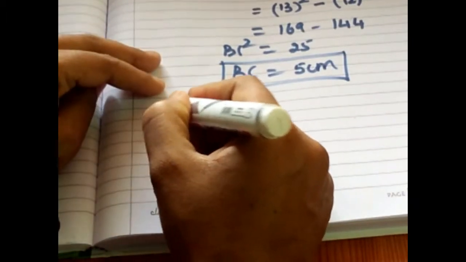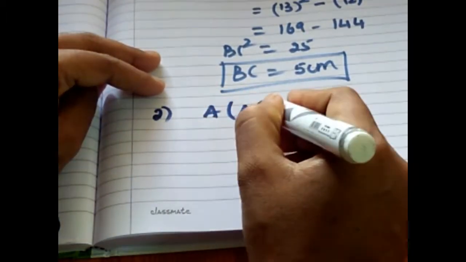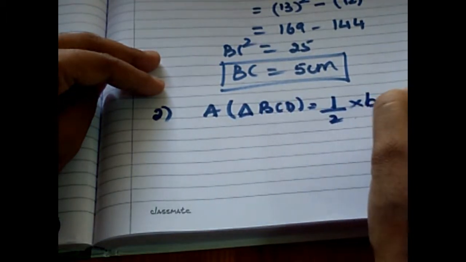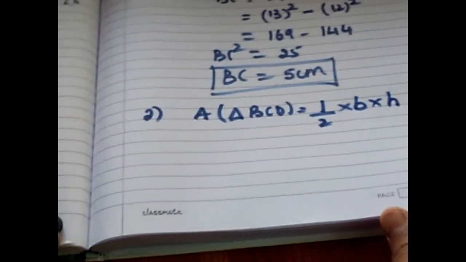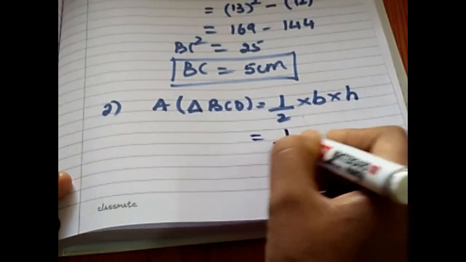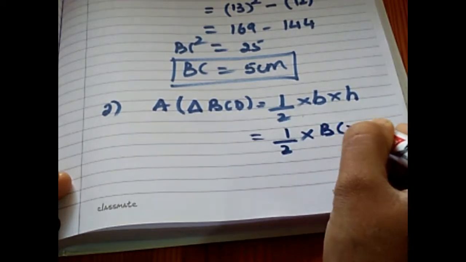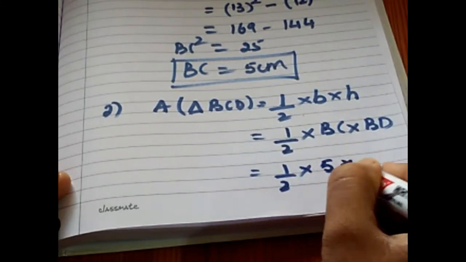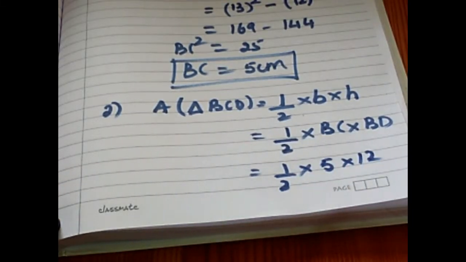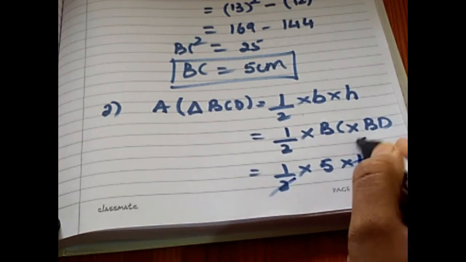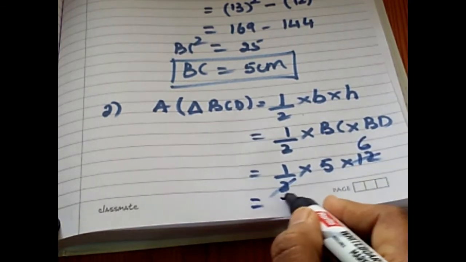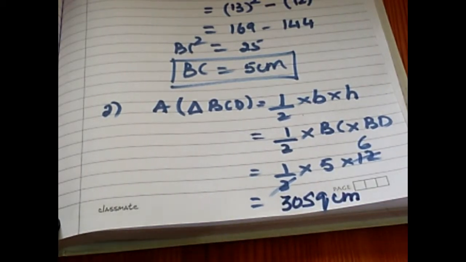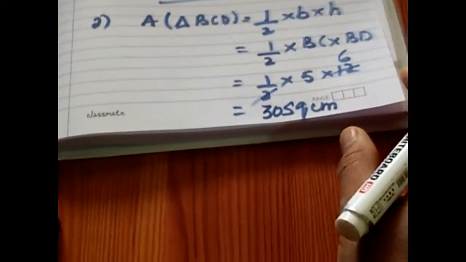Second step, what, children? We need to find the area of triangle BCD. As it is a right angle triangle, let me use the formula half into base into height. According to the diagram, base is BC, height is BD. So half into 5 into 12. Half into 5 into 12, 2 1s are 2, 2 6s are 12, 6 5s are 30 square centimeter. This step is solved, the area of triangle BCD.